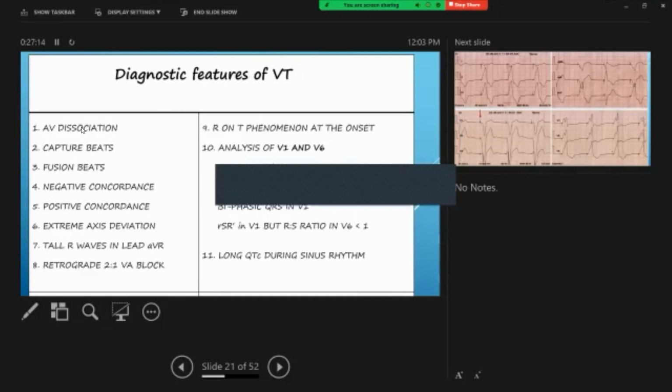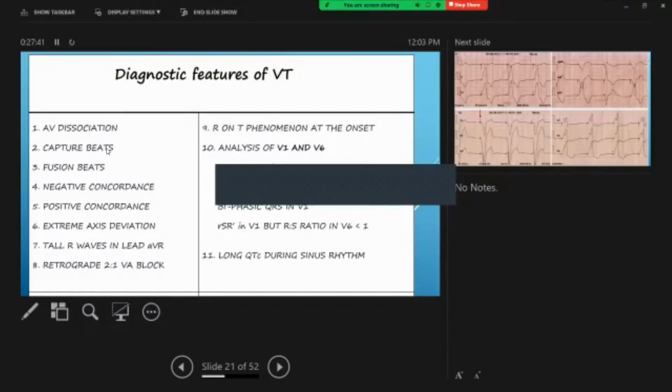Then those sinus P waves may enter through the AV node and can depolarize the ventricles, giving rise to narrow QRS complexes similar to the patient's intrinsic normal rhythm. These are called capture beats. This usually happens in patients with slow ventricular tachyarrhythmias.